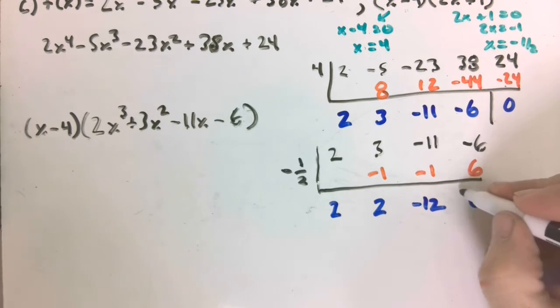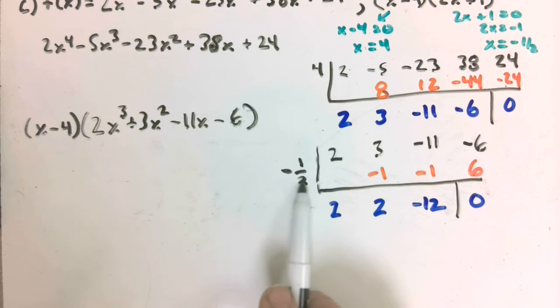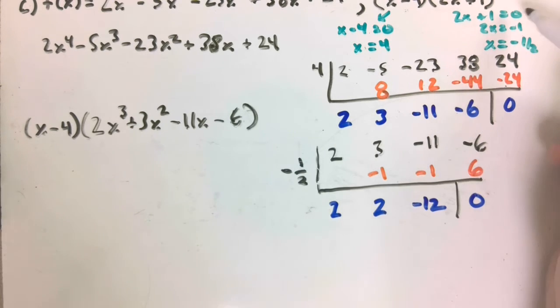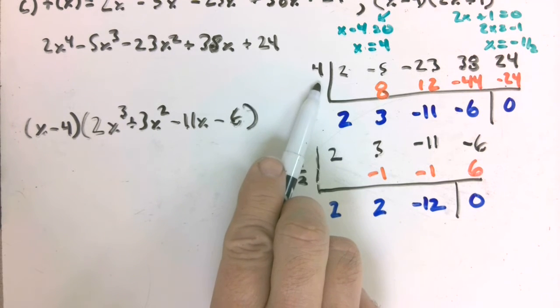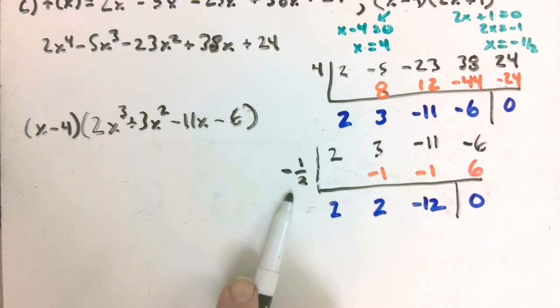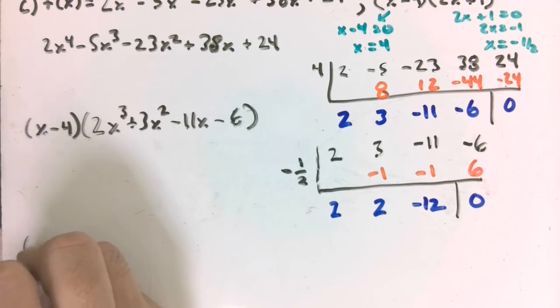So we did get a remainder of 0 again, which means x plus a half, or 2x plus 1, would be a factor. When you do it this way, and you set this equal to 0 and solve, I said x minus, I should have said x plus. We're going to use x plus 1/2. This came from a factor of x minus 4. This would be a factor of x plus 1/2. So we still have the x minus 4 out in front.